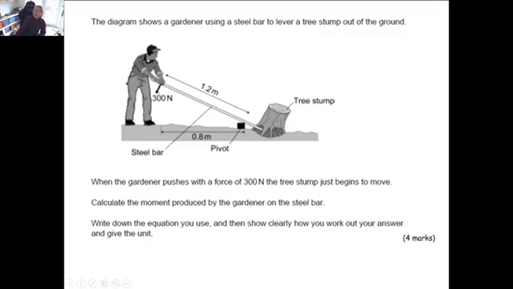You have a force of 300 newtons, and if you look at the line of action of that force, you can see it's in this direction. So we're interested in the perpendicular distance between the force, the line of action of the force, and the pivot point, and that's why you need to use 1.2 meters. So you should have multiplied 300 newtons by 1.2 meters to give 360 Newton meters.